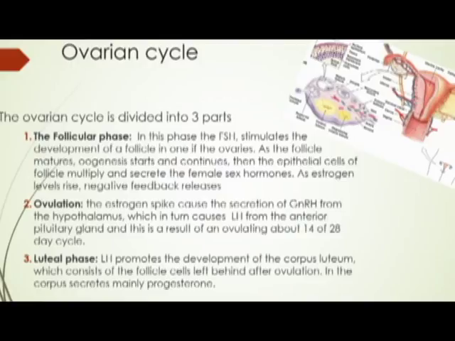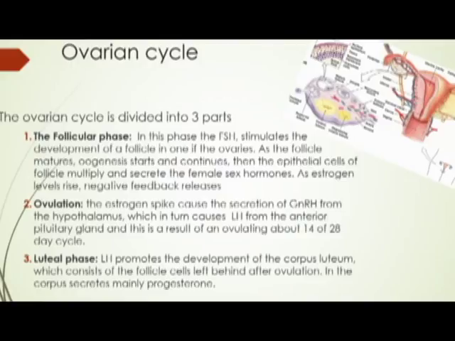As the follicle matures, oogenesis starts and continues. Then the epithelial cells of the follicle multiply and secrete the female sex hormones. As estrogen levels rise, negative feedback releases.